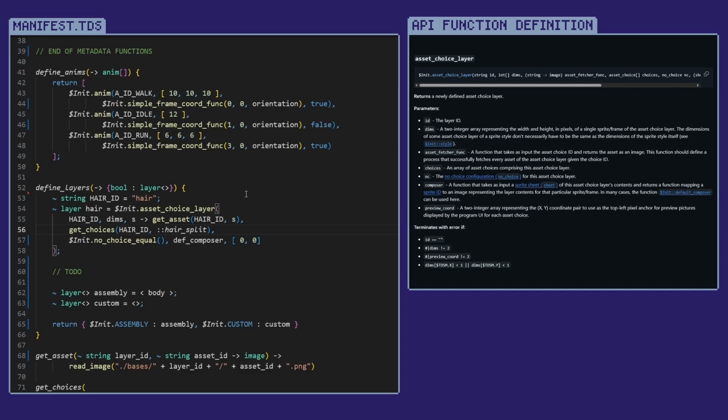A no choice configuration tells an asset layer how to deal with the possibility of no choice as an option. We'll explore that in more detail later. For now, we'll use the no choice equal configuration. The preview coordinate tells the asset choice layer at which XY coordinate in its asset choices sprite sheets to find the frame that should be used to preview the asset in the user interface.